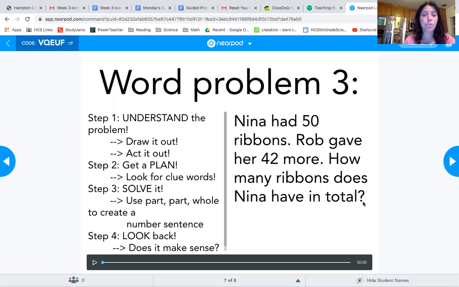Okay. Step 2, get a plan. So I'm going to look for clue words, and I see it right here: in total. And if I look at my clue words, I know in total means addition. But it also just makes sense. If you have 50 and Rob gave her 42 more, you're adding 42 to that 50. Okay? And now we're going to go ahead and solve it. So let's go ahead to our next page.